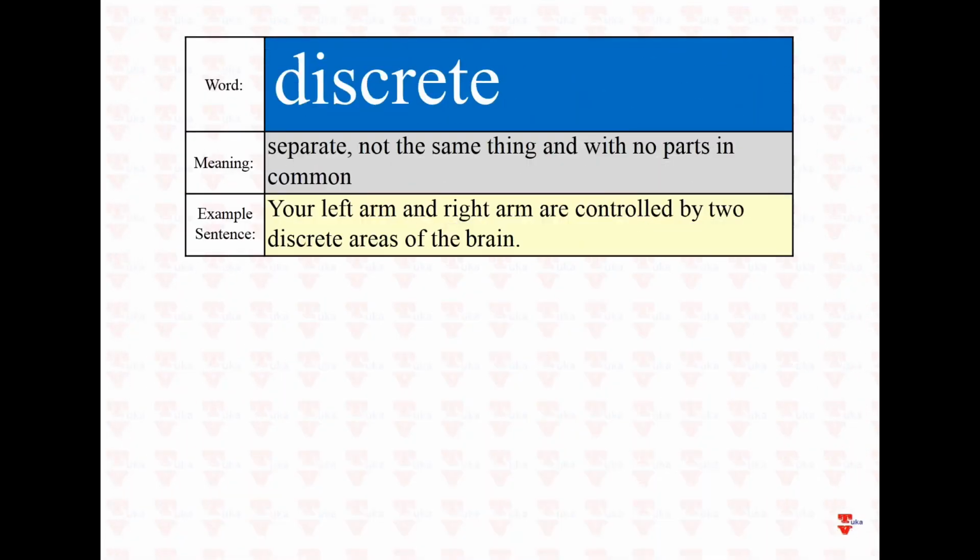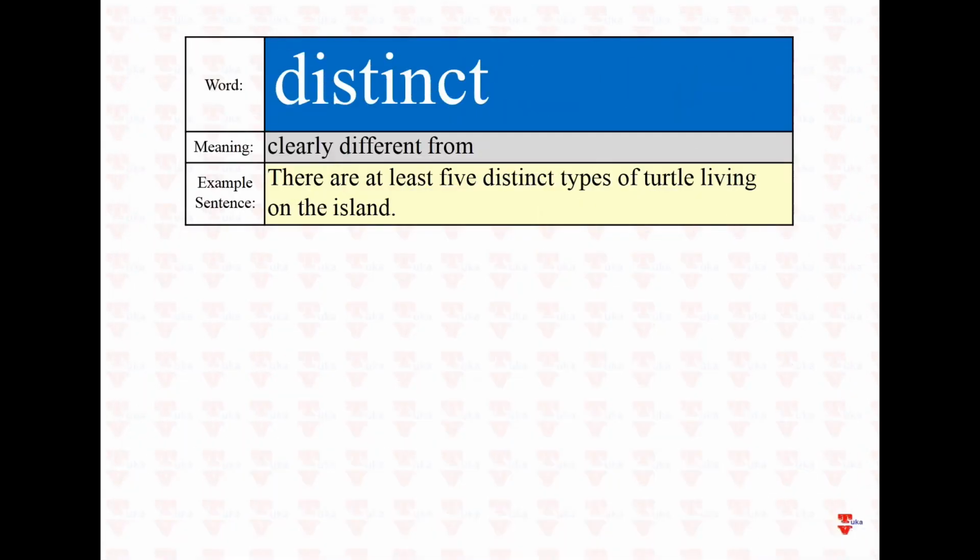Discrete. Separate, not the same thing and with no parts in common. Your left arm and right arm are controlled by 2 discrete areas of the brain. Distinct. Clearly different from. There are at least 5 distinct types of turtle living on the island.